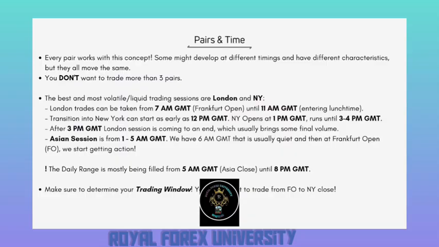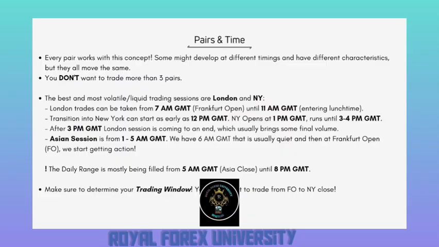A little tip: you don't want to trade more than 3 pairs, because if you really want to study a pair, if you really want to dive deeper to see how does this pair develop after the Asian session forms, what does it do during London, what does it usually do during New York, right? You cannot really deeply study this if you're trading like 20 pairs. So again, prioritize and focus on less. Less is always more, right? As I said, the best and the most volatile liquid trading sessions are London and New York, right?